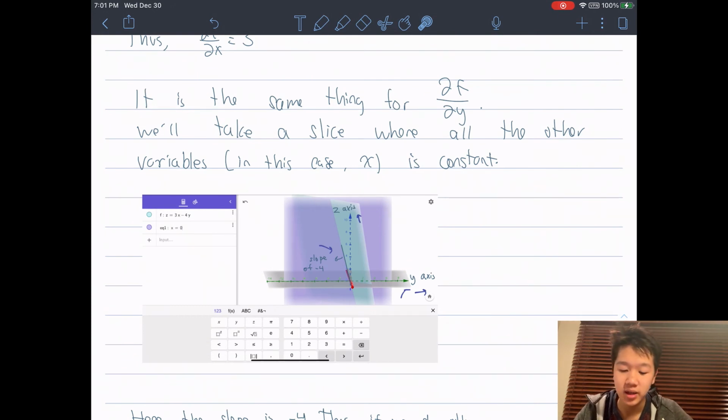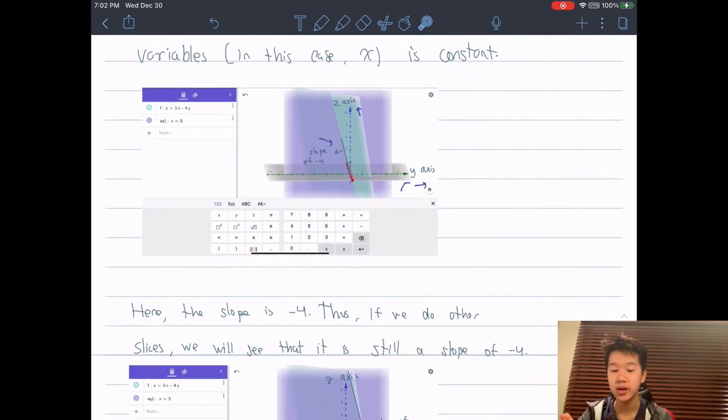So basically, del f over del y at 0 is equal to -4 at x equal to 0. If you do other values of x, for example x equal to 5, you'll see that even though GeoGebra kind of hides the plane, it's still the slope of -4. So that's good to know. So del f over del y is equal to -4.